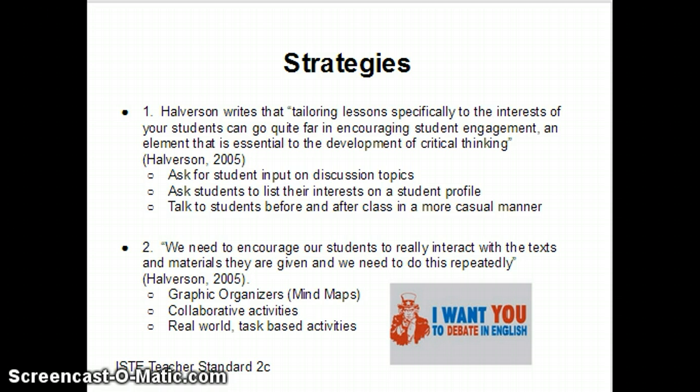Halverson makes some great points about tailoring lessons to students to encourage participation. He also talks about how to get students to ask tough questions and really explore issues in an in-depth way. In my class, I use student input and student profiles to tailor lessons, and I use graphic organizers, collaborative activities, and real-world task-based activities to promote in-depth exploration.